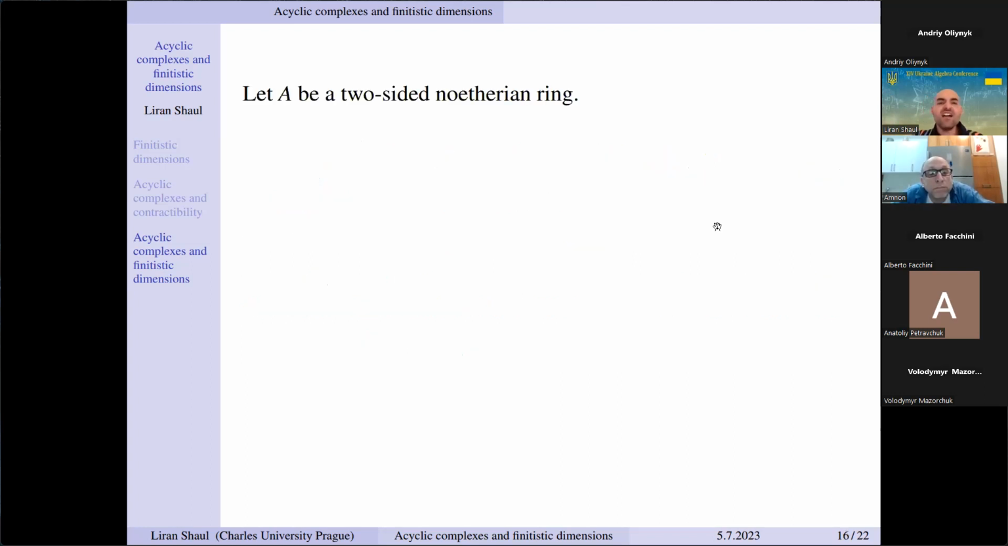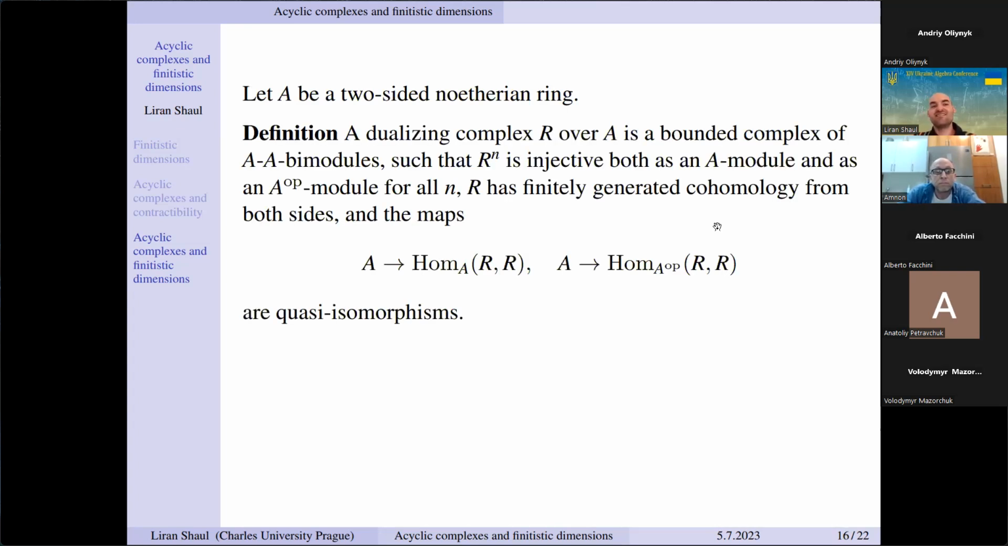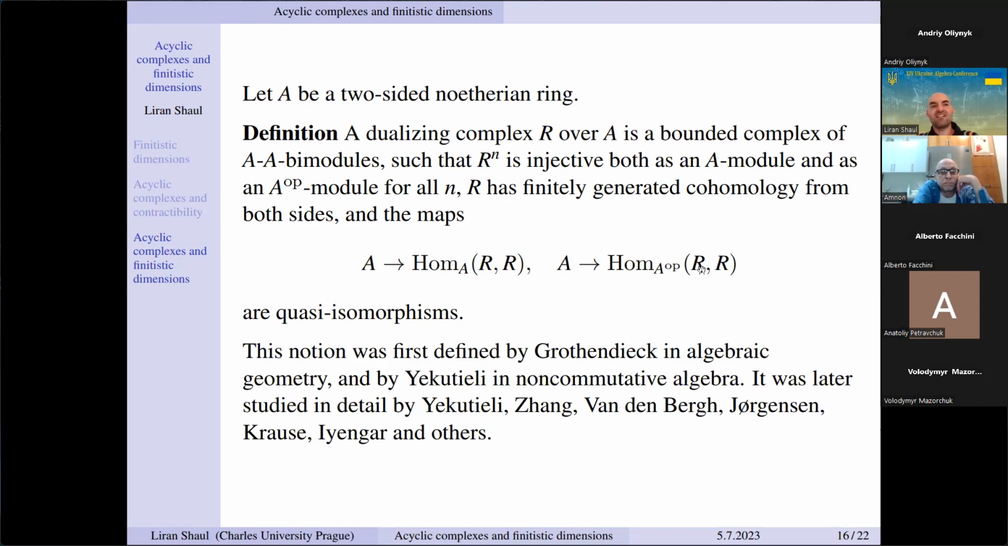And for this, we need the notion of a dualizing complex. I don't have much time, so I will just present the definition of what a dualizing complex is. It's something that lets you generalize the duality that a finite dimensional vector space is isomorphic to its double dual. It's something that you can do over many, many rings. This is a notion first defined by Grothendieck in algebraic geometry, and then by Yekutieli in noncommutative algebra, and later many people, including Yekutieli, Zhang, Van den Bergh, Jørgensen, Krause, Iyengar, and many others studied this.